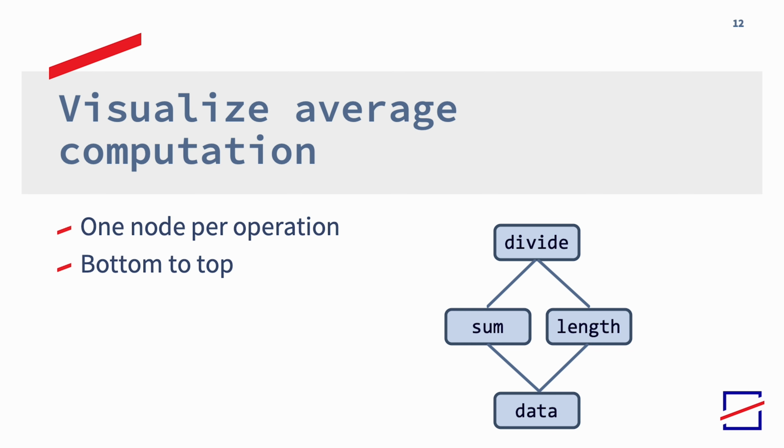Here on the right is the graph representing the average computation if all the data were present on a single machine. So this is the non-federated computation for the average. So we start from some data, we compute the sum, we compute the length of this data, and then we divide the two results to get the correct average.